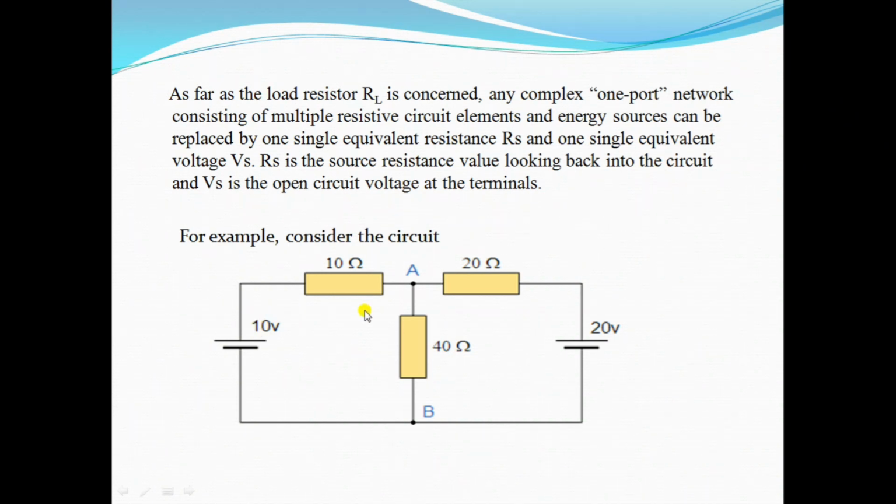For example, consider the circuit. You can see here one electrical circuit which has two voltage sources, that is 10 volt and 20 volt. Then it has three resistors. One is 10 ohm and the second one is 20 ohm. Then within the terminals A and B, it has a 40 ohm resistor.